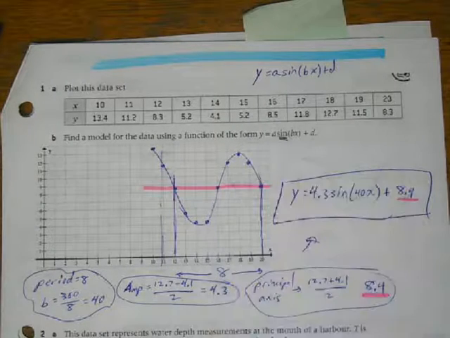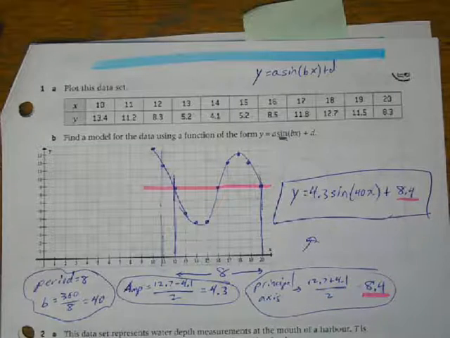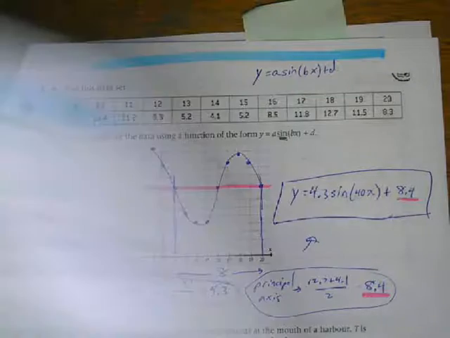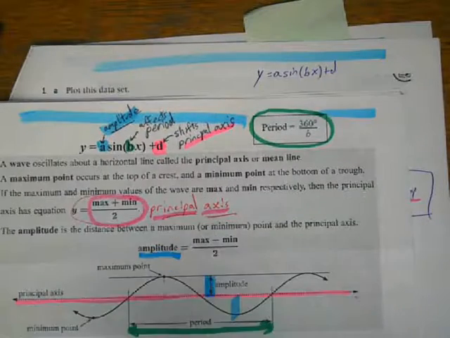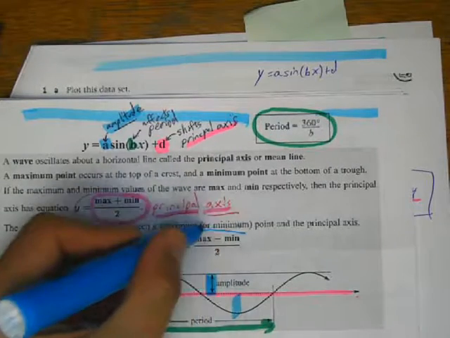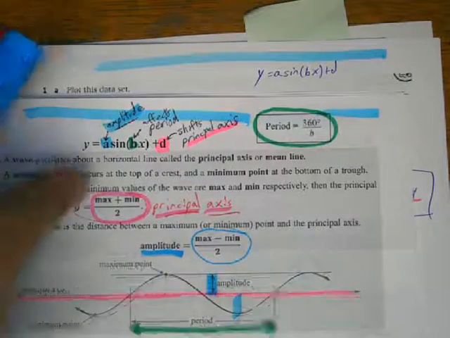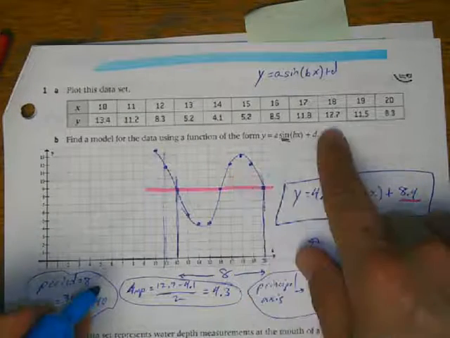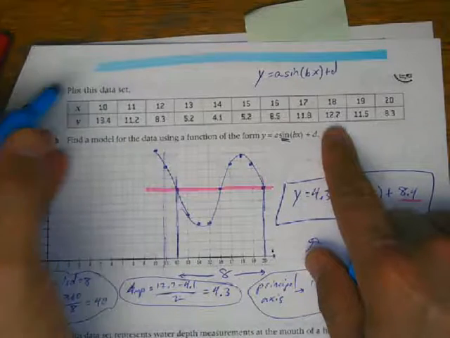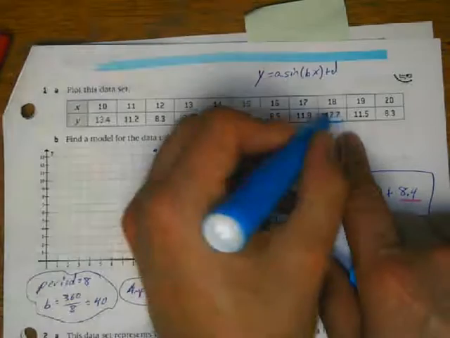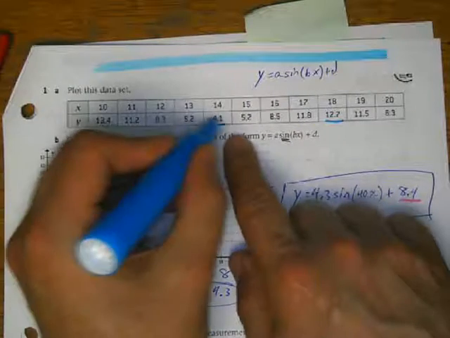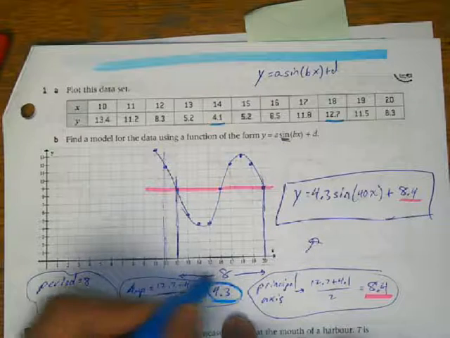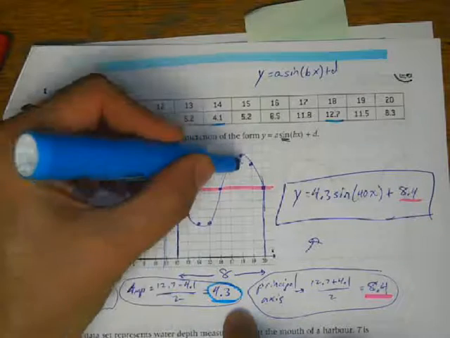All right, so the amplitude, we take the maximum and the minimum, subtract them, and then divide by 2, and that gets us the amplitude. So I'm using the 12.7 for the maximum and 4.1 for the minimum, and divide by 2, and we get 4.3. Okay, so that gives me the amplitude.